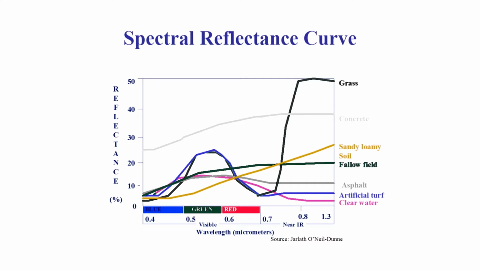This is again another curve which is highlighting different types of land cover features, like concrete, sandy loam. So here in this region, many objects appear very similar, overlapping. But the moment you go to the other area, the infrared area, you will find vast separation.